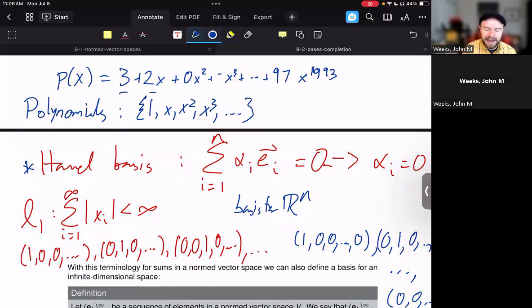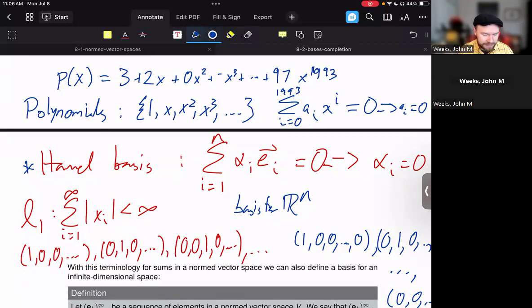And so if I know that each of the coefficients of this are going to be 0, I will take a look at x to the i, as i goes from 0 to 1993. Then if I know that this is equal to 0 for any given collection of a sub i here, then I know that the a sub i all have to be 0, that this is actually the 0 polynomial. If I know that this polynomial is the 0 polynomial, then that means each of the coefficients has to be 0. This is a notion of a Hamel basis, which works well for the space of polynomials. But this doesn't work well for something else.